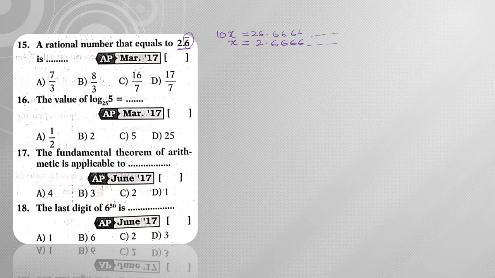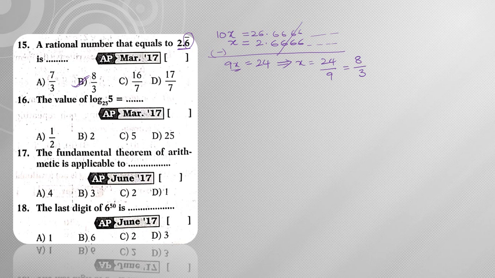26.6666 and so on. After that I need to do the process of subtraction. Then all these 6s will get cancelled. 26 minus 2 is 24, and on the left hand side I am left with 9x. So 9x is equal to 24. Since I require the x value, x is equal to 24 by 9. Now furthermore cancellation: 3 8s are 24 and 3 3s are 9. Hence the answer is 8 by 3. So within seconds you can solve this, right?